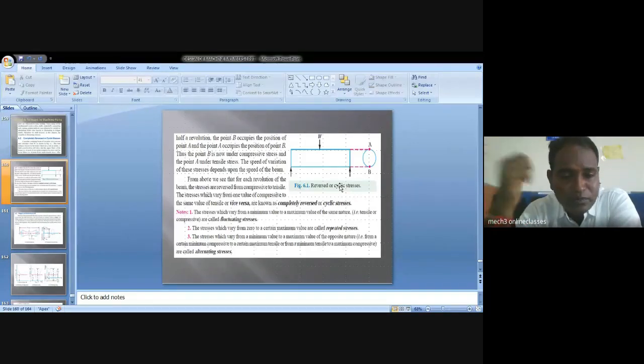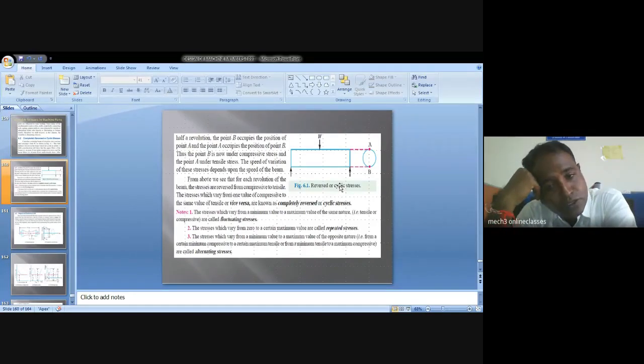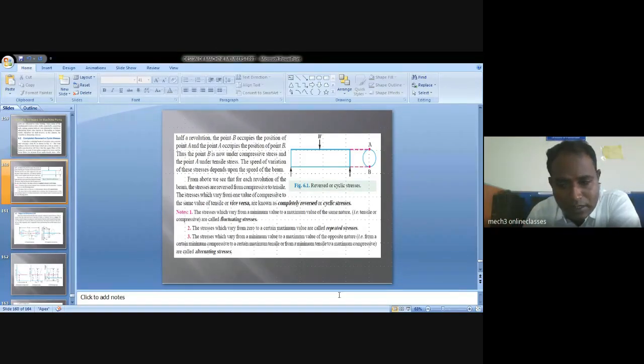Similarly, one more stress is very important. I want to calculate the stress from 0 to the maximum value, whether compression or tension. Sometimes the compression value will be more, sometimes the tension value will be more. The maximum value, from the 0 value, is known as repeated stress. Then one more is the stress which varies from minimum value to maximum value with opposite nature, whether tension or compression. That is known as alternating stress. It is very important to calculate all these values depending upon the load acting on the body.